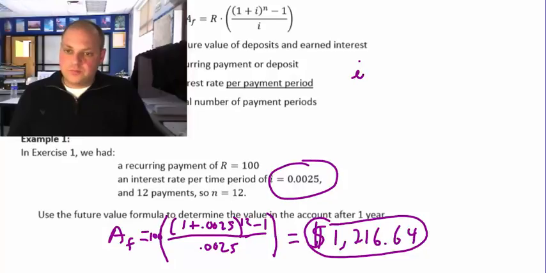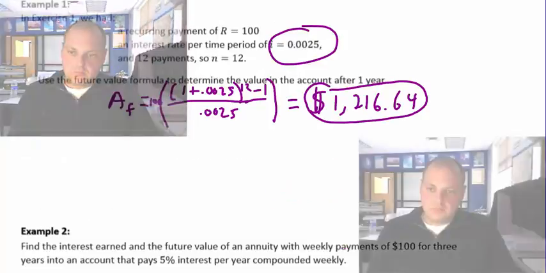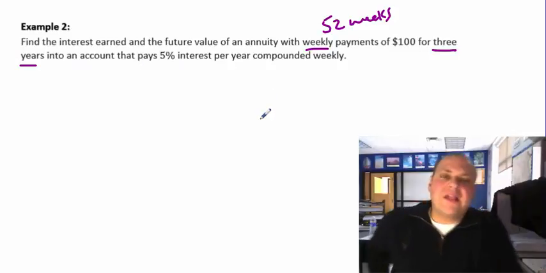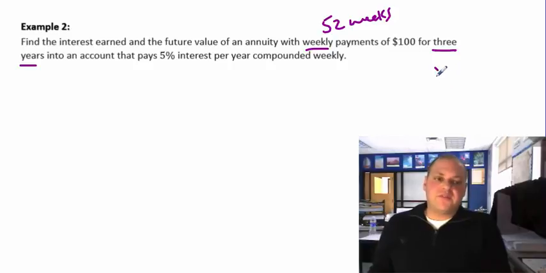Now, in example 2, okay, let's go down there. The interest earned in the future value of annuity with weekly payments. This is weekly payments now. So weekly payments, 52 weeks in a year, and then 3 years, right? So if it's weekly payments, 52 weeks in a year, 3 years, 52 times 3. 52 times 3 is 156 payments. 156 payments, so that's going to be our N value. N is the number of payments.